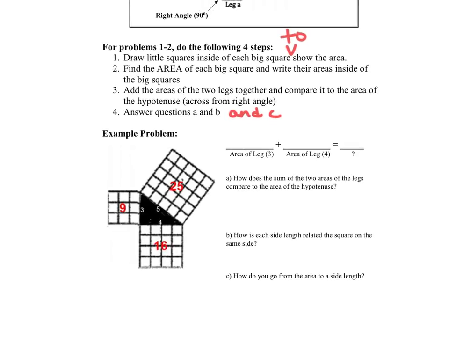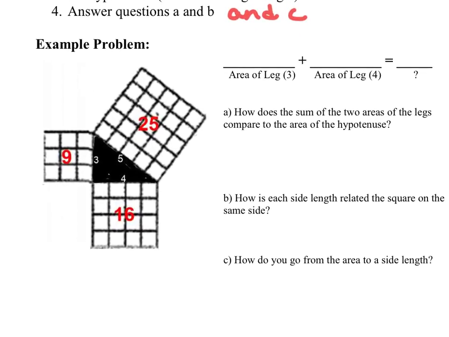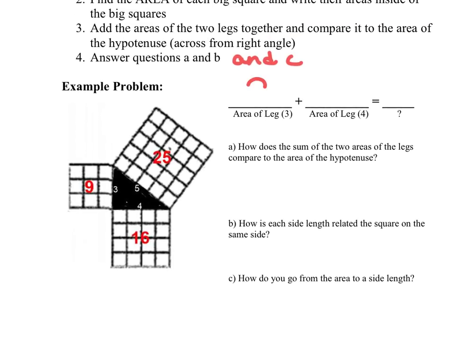Add the areas of the two legs together. So the area of the leg, do this with me, on the side with a 3, we're going to put that here, is what? Would someone raise your hand and tell me? What's the area? Janiyah? 9. The area is 9, so I'm going to fill in the blank and put 9. Elise, what's the area of the square on the leg that's 4? 16. On my directions, it tells me add the areas of the two legs together and compare it to the area of the hypotenuse. So 9 plus 16, what does that give me, guys? 25. Okay, it gives me 25.